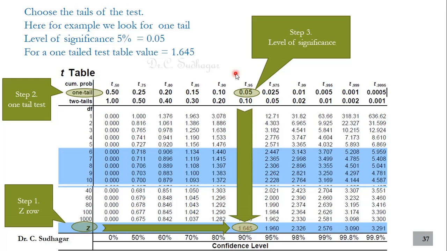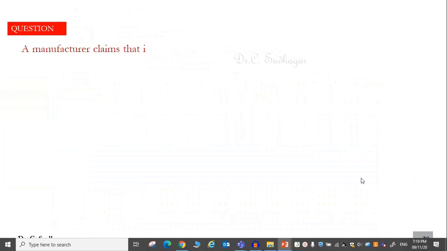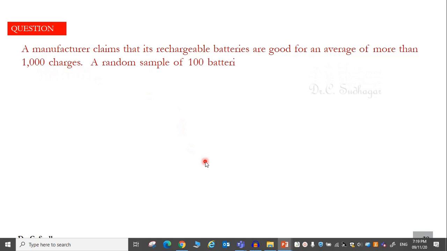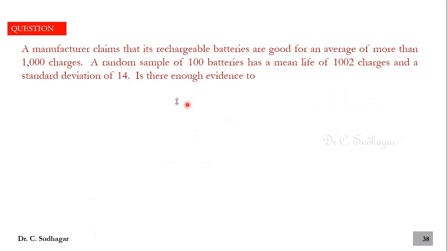Now let us see some questions. A manufacturer claims that its rechargeable batteries are good for an average of more than 1000 charges. Now, a random sample of 100 batteries has a mean life of 1002 charges and a standard deviation of 14. Is there enough evidence to support this claim at alpha equal to 0.01? So this is the question.